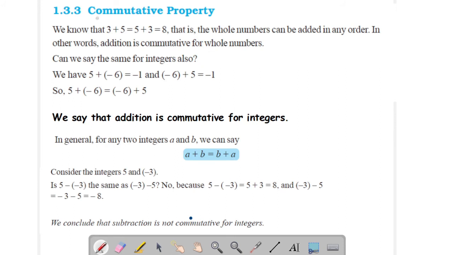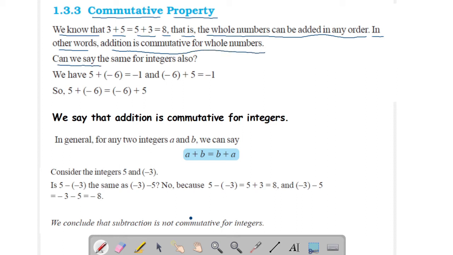Now say third property, that is commutative property. We know that 3 plus 5 equal to 5 plus 3 equal to 8. That is, the whole numbers can be added in any order. In other words, addition is commutative for whole numbers.